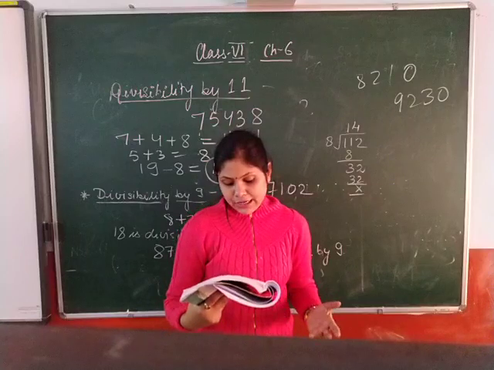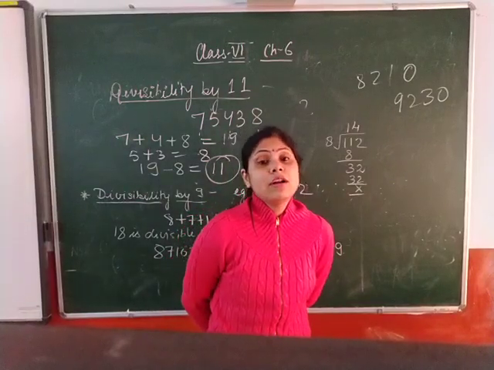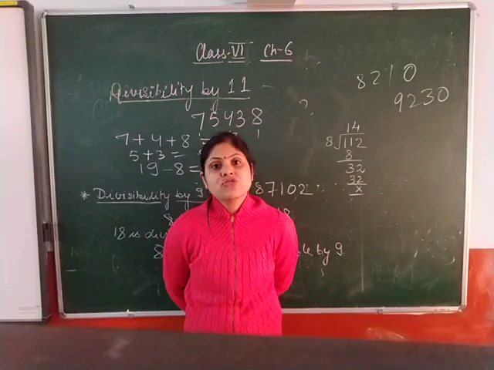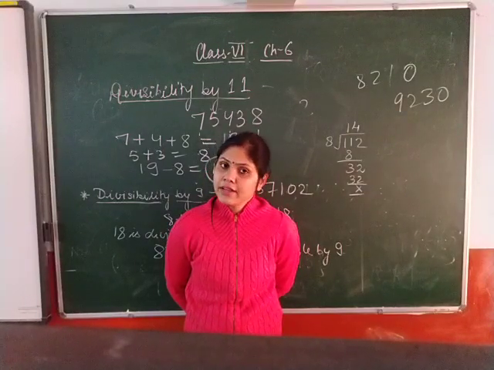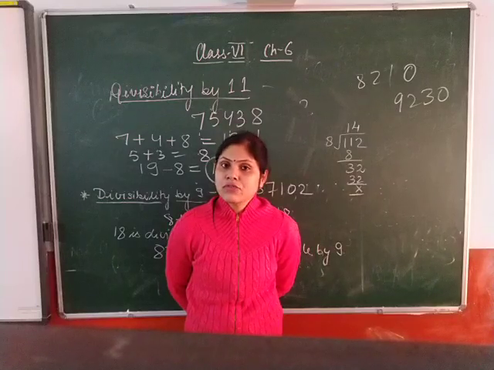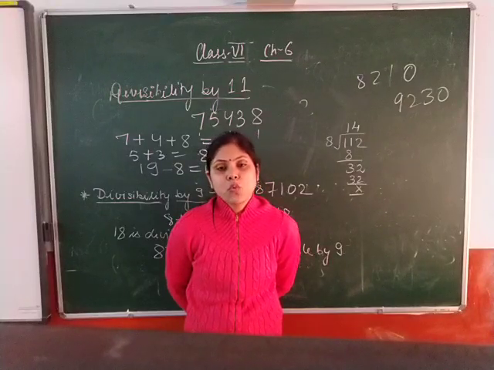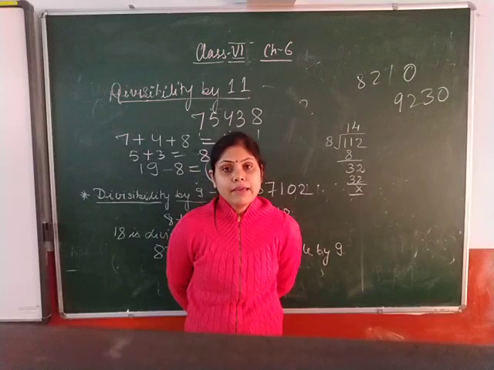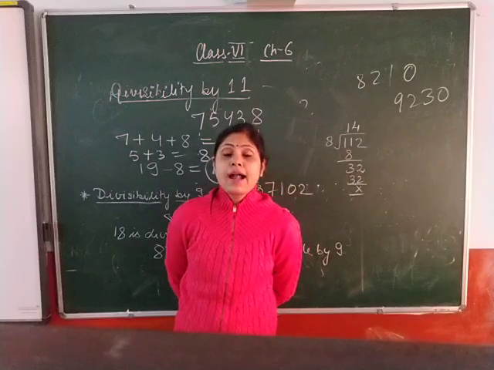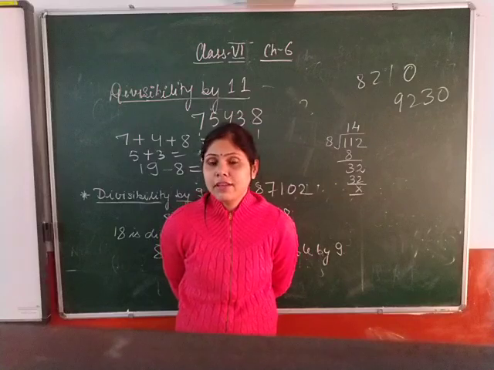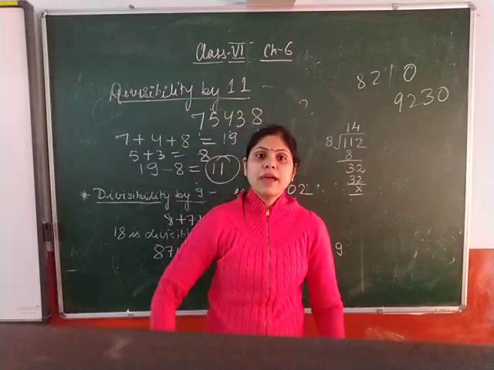To check divisibility by 8: for 4, the last 2 digits should be divisible by 4. For 8, the last 3 digits should be divisible by 8. For 9, as I told you, you add the digits of the number. If that is divisible by 9, the whole number is divisible by 9. To check 10, the ones digit should be 0. For 11, if the difference between the odd place digit sum and the even place digit sum is divisible by 11, that means the whole number is divisible by 11.